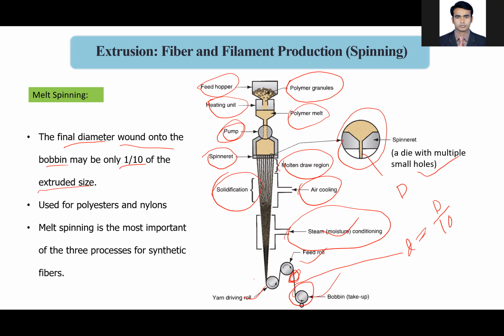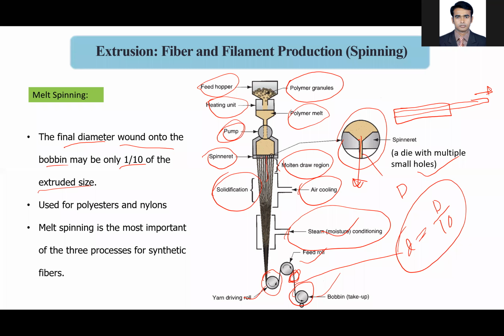How can we achieve that? When the material comes out of these slits, if the speed of this material coming out is smaller than the rolling speed of the yarn driving roll, then the strands will get extended. If a fiber of a certain length and diameter is extended, then its diameter will reduce. If you pull it this way, the diameter will reduce, and that's what happens here.